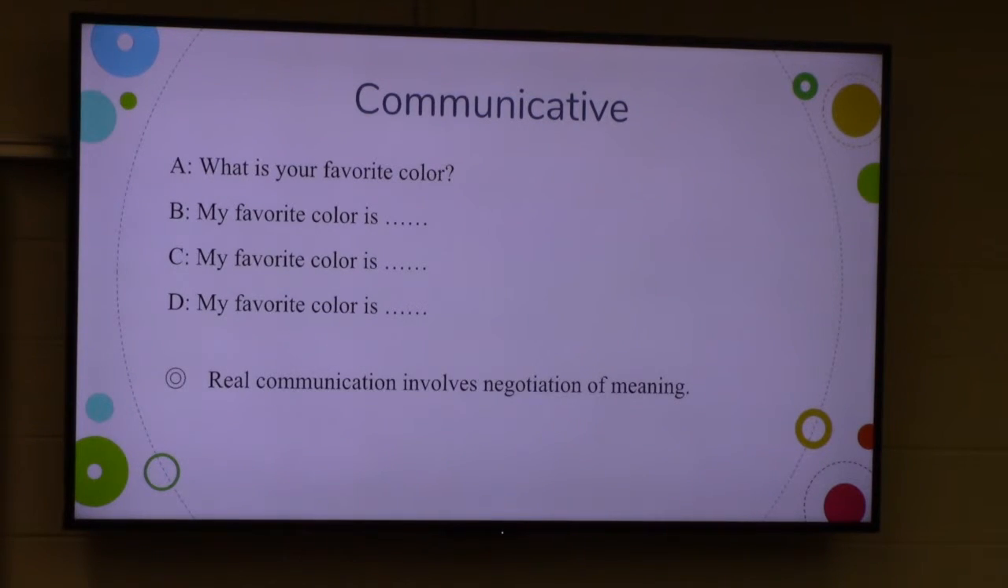So this kind of question seems like real conversation, real communication, because it involves negotiation of meaning. You are getting something from them, and they are getting something from you, and you don't know each other's information. That's negotiation of meaning. That's pretty real life, right?